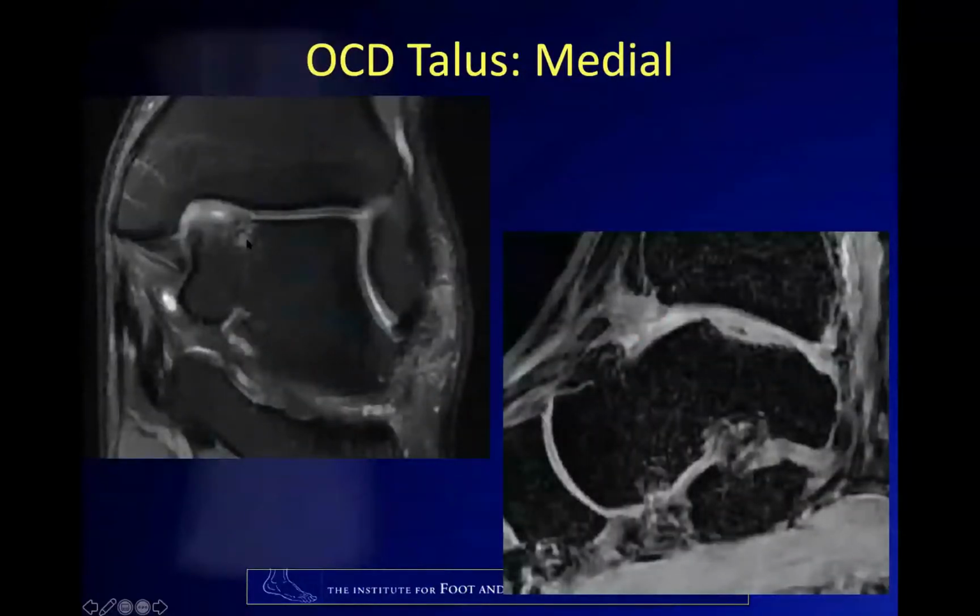Here's the osteochondral lesion. And this is a very nice 3T sequence. You can see the black line between the cartilage surfaces. That black line is the division between the dorsal and plantar aspect of the joint.